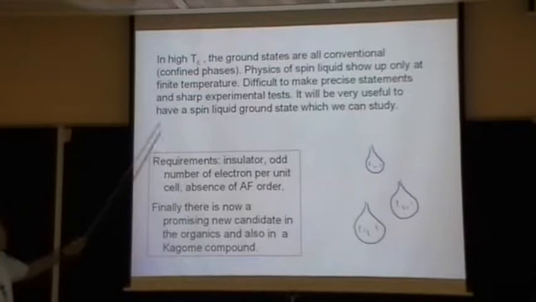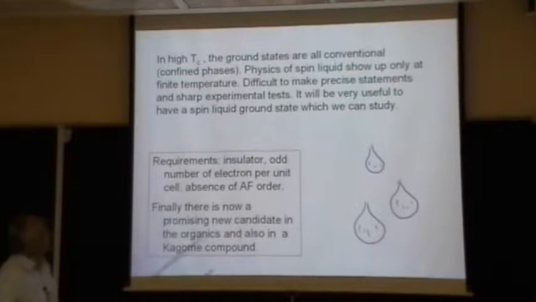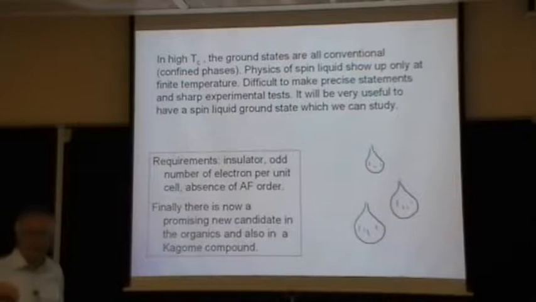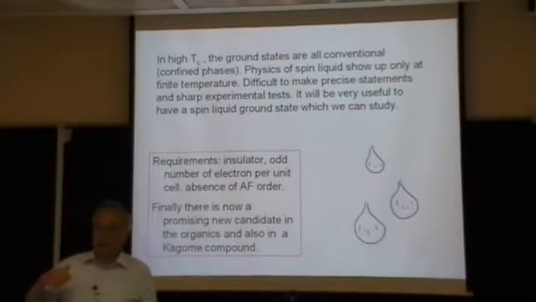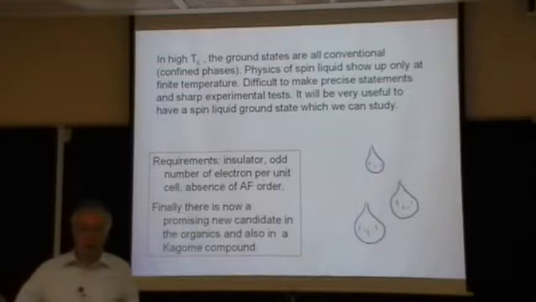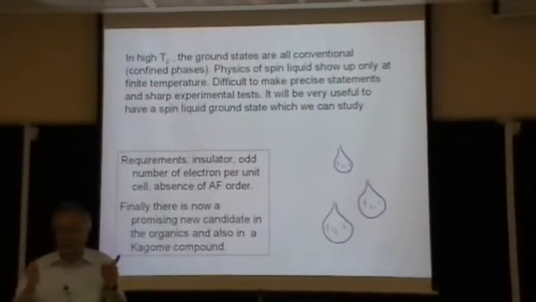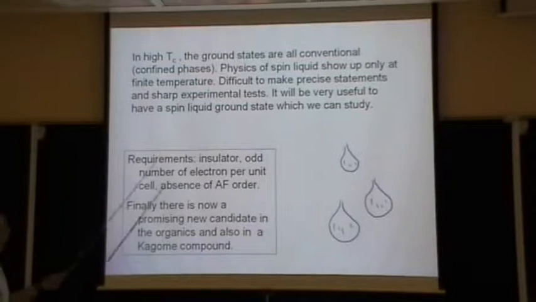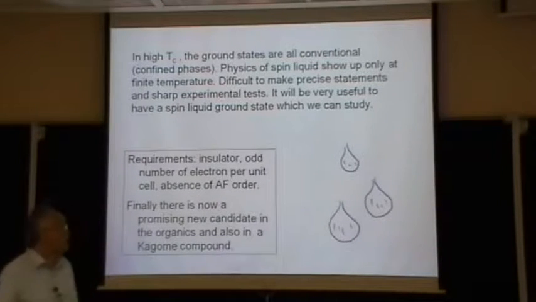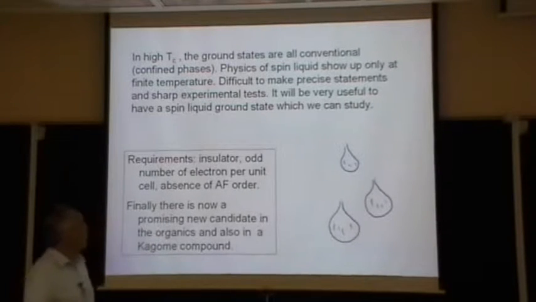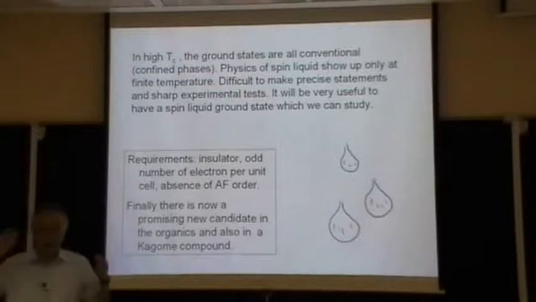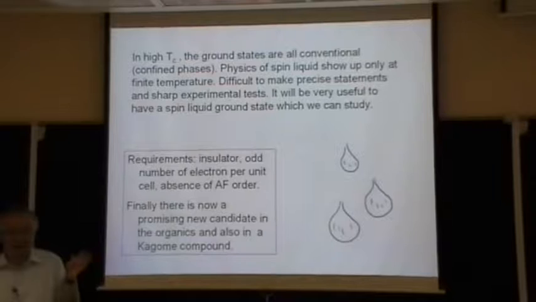So again, in high temperature superconductors, the ground states are all conventional. The ground state of high Tc is either a superconductor or a Fermi liquid. If you overdope, you get a Fermi liquid. If you underdope, you get this complicated disordered phase that we don't want to talk about. And then you have an antiferromagnetic phase. So the ground state is all conventional, nothing very interesting. So if there is some spin liquid physics, it will be hiding at some high temperature region in the pseudogap phase or the strange metal phase somehow.